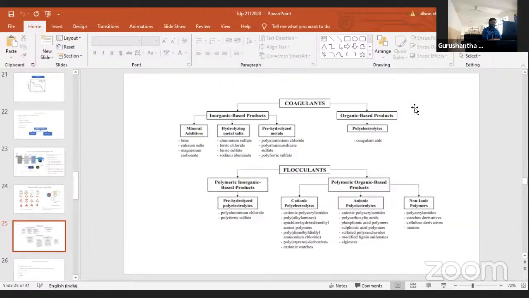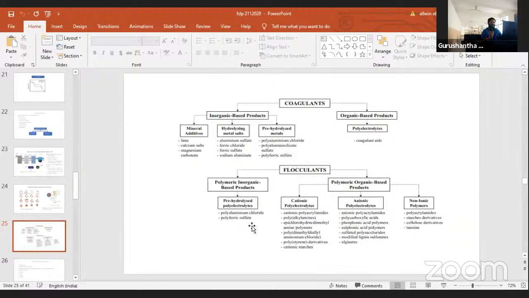At the same time, some organic based materials we are using are polyelectrolytes, which have surface charge, both positive as well as negative. The other one is for the flocculation process, to flock the molecules, we are using flocculants also. Flocculants are categorized into inorganic based polymeric flocculants and organic based flocculants. The inorganic types are pre-hydrolyzed polyelectrolytes like polyaluminum chloride or polyferric sulfate.